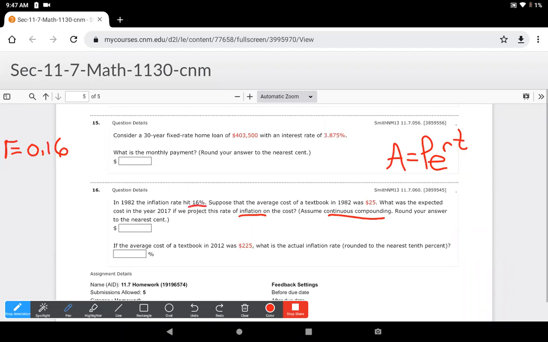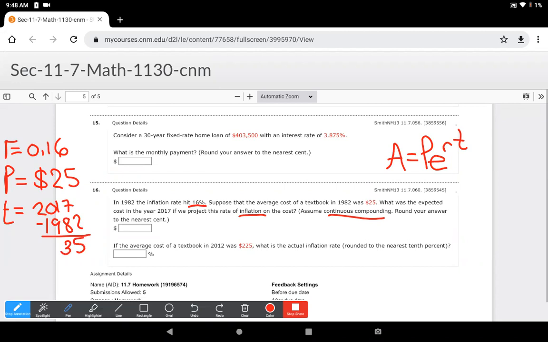Suppose the average cost of a textbook in 1982 was $25. So the present amount of a textbook in 82 was $25. What was the expected cost in the year 2017? So T is 2017, take away, not 18, dang, they're not that old, 1982, to find that T has a value of 35.